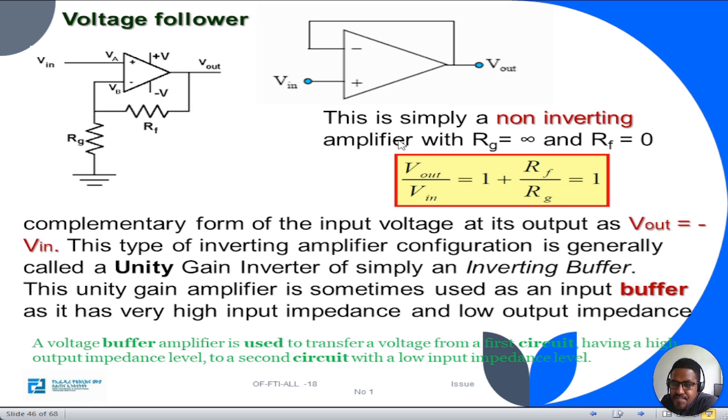So one application of the non-inverting amplifier is the buffer or voltage follower.